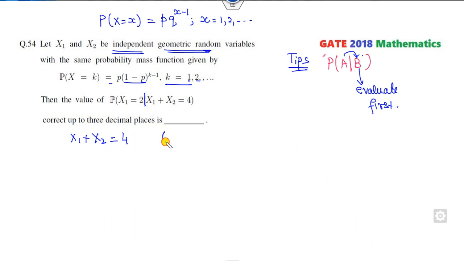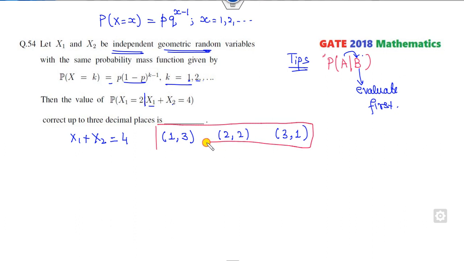So what are the possibilities? X1 can never be 0, X2 can never be 0. So the first pair is 1, 3. The second pair can be 2, 2. The third pair will be 3, 1. X1 can never be 4, because then X2 would be 0, which is not in the domain. So there are 3 options for you. This is the denominator.